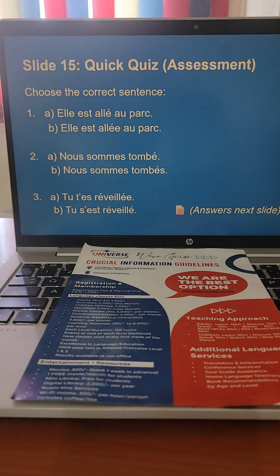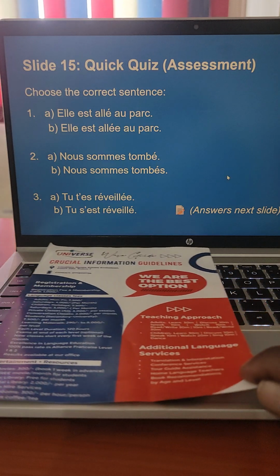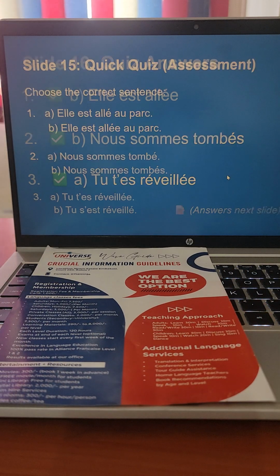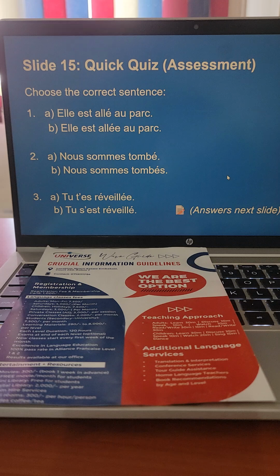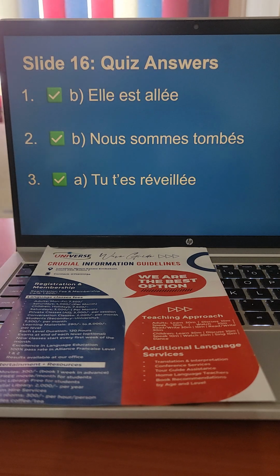Elle est allée au parc. Elle est allée au parc. Nous sommes tombés. Nous sommes tombés. Tu t'es réveillé. Tu s'es réveillé. Answer next slide. So you can pause so as to go through and see exactly what we are talking about. Then the answers will be there. Elle est allée, nous sommes tombés et tu t'es réveillé.